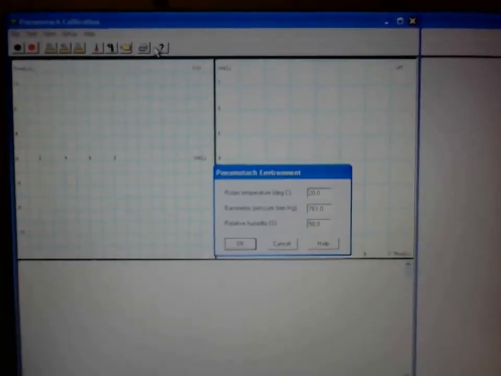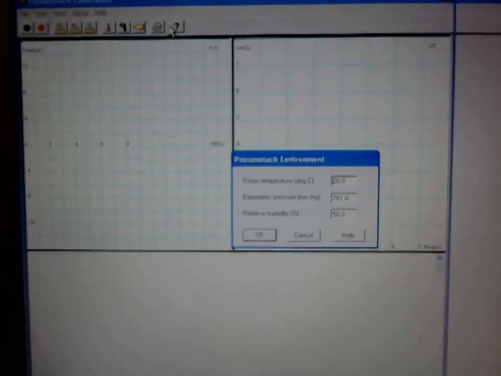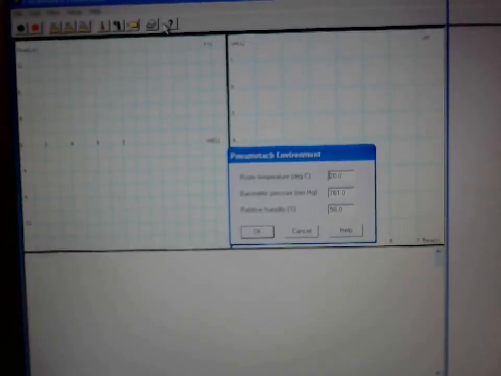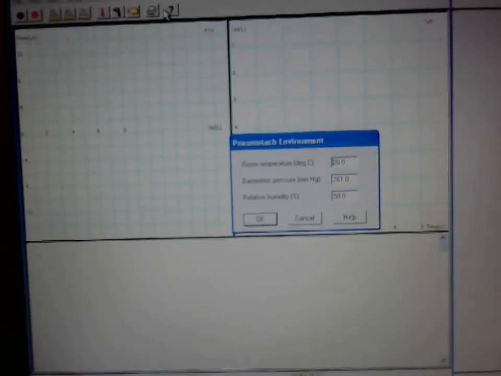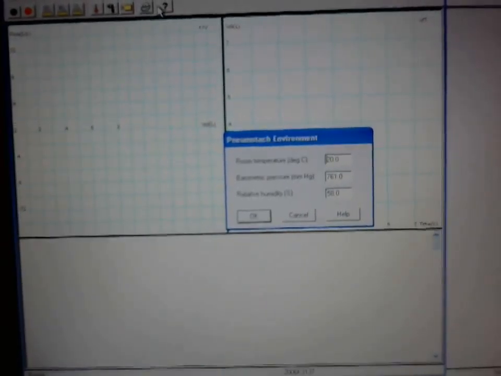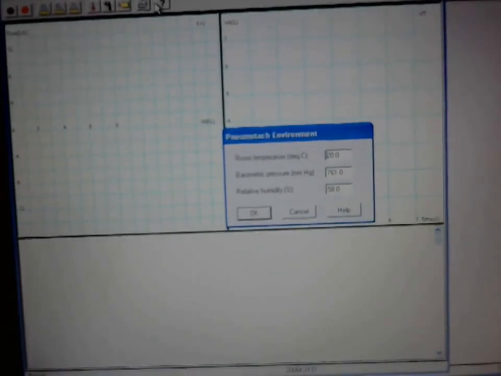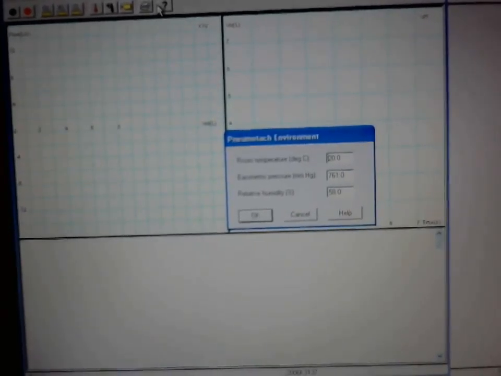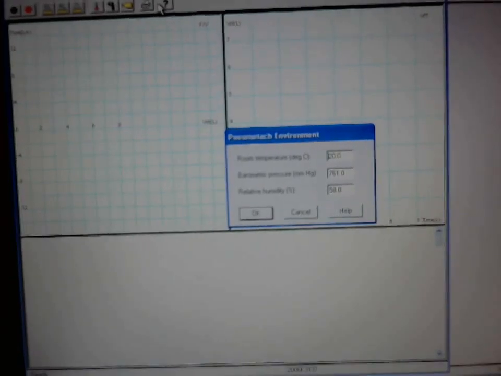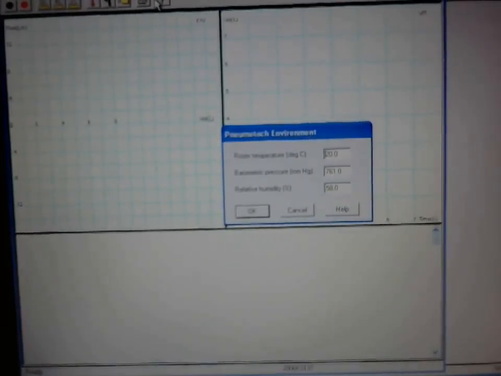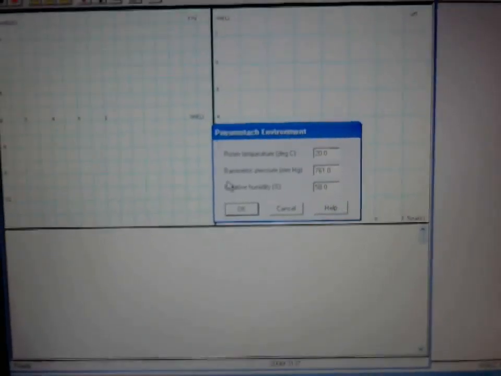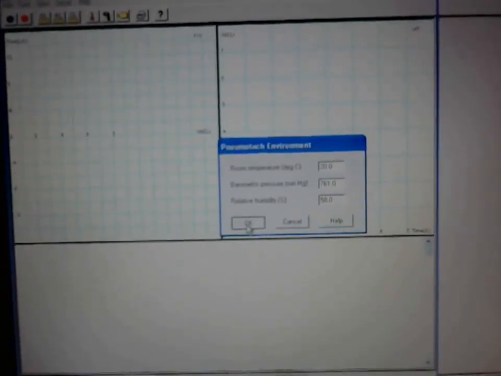And what comes up is our pneumatac environment. So I need the room temperature. I've already set these settings for today. Room temperature is about 20 degrees Celsius. The barometric pressure today is 761 millimeters of mercury, and the relative humidity is 58%. So I am going to click OK because that's good.